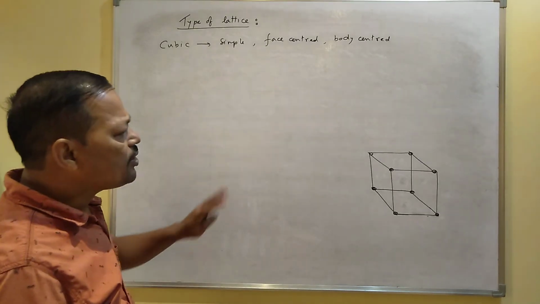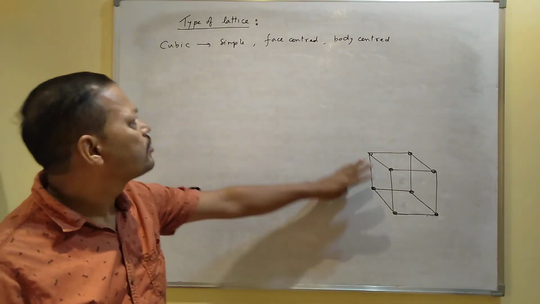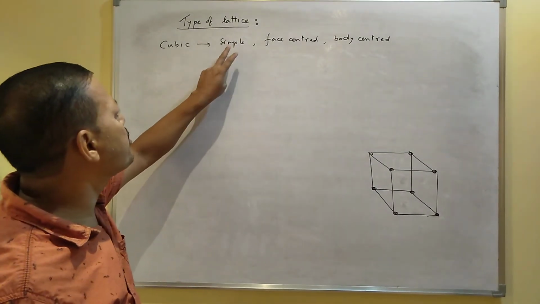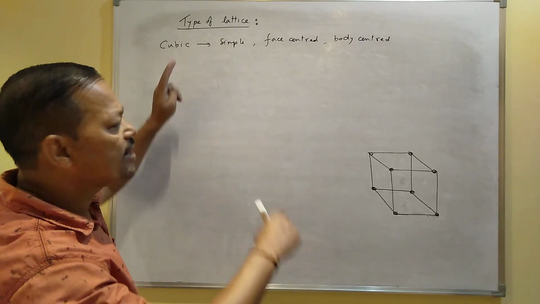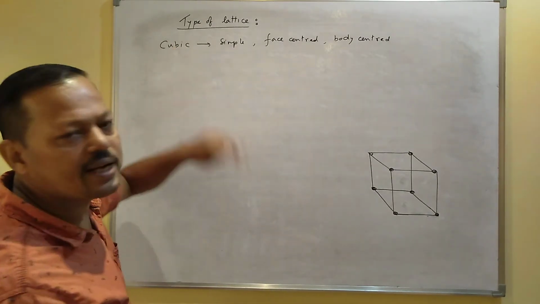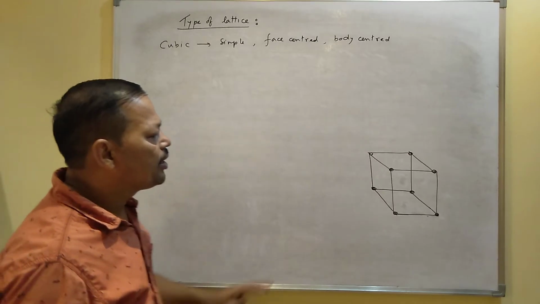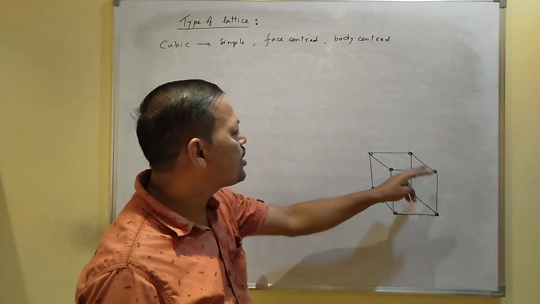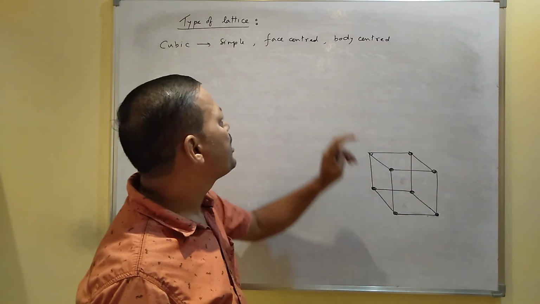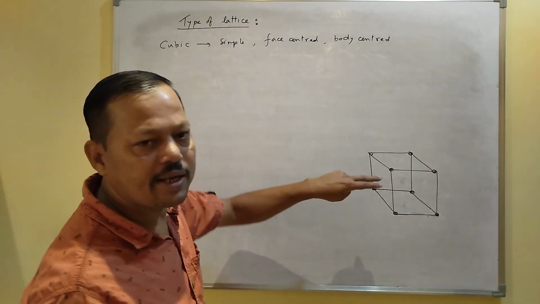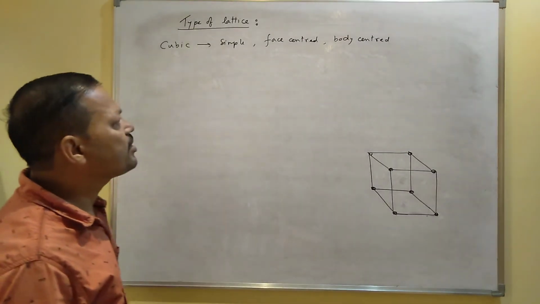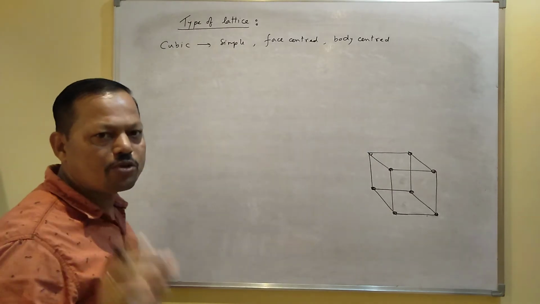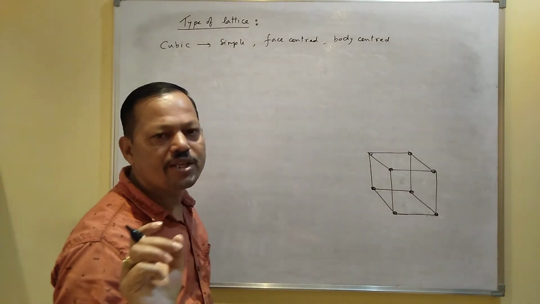So if your unit cell is cubic and the particles are present only at the corners, then it is called a simple cubic unit cell, and the lattice is said to be a simple cubic lattice. Similarly, if your unit cell is a cube and the particles are present at the corners and at the center of each face, then it is called a face-centered cubic unit cell, and the lattice is a face-centered cubic lattice. Similarly, you get a body-centered cubic lattice, but you don't get an end-centered cubic lattice because it is unstable.